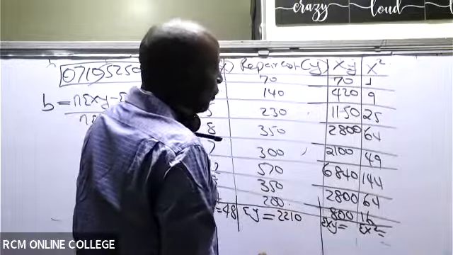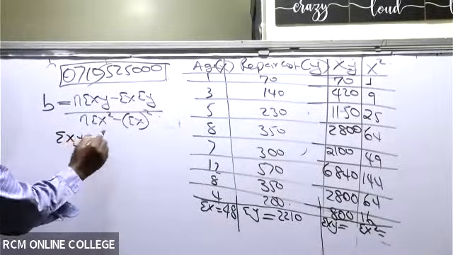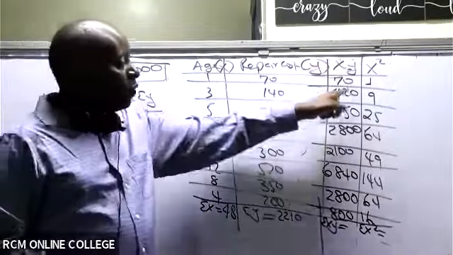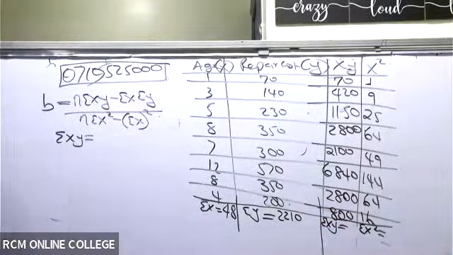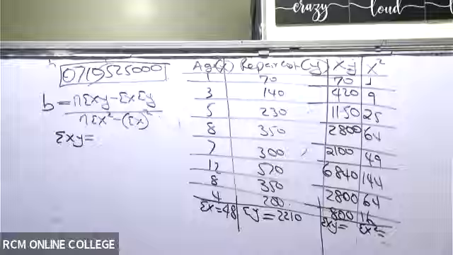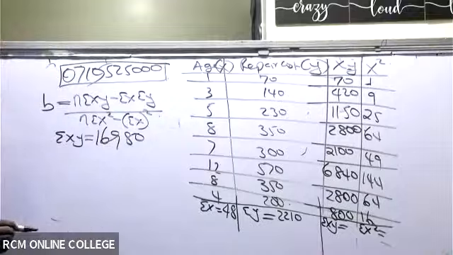How about the summation of xy? Can somebody give me that summation of xy down here? Anybody who could be having this answer? What do we have? Summation of xy is 16,980. Can someone else confirm that what this great sister of ours is giving us is correct? Yeah, somebody has confirmed 16,980.